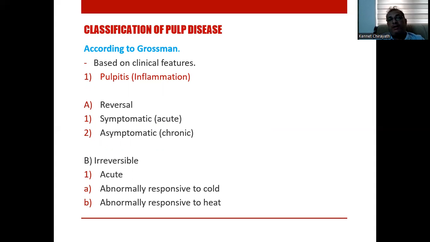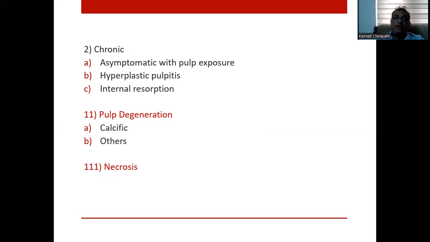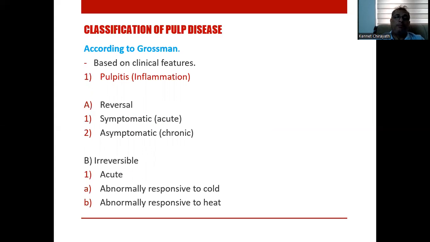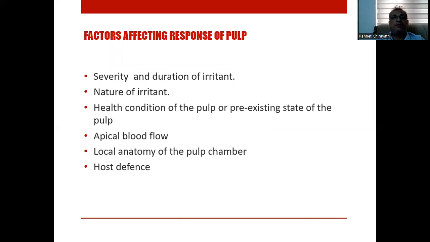It is broadly divided into reversible pulpitis, irreversible pulpitis, pulpal degeneration, and pulpal necrosis. Okay. Now we are going on to the factors affecting the response of the pulp.